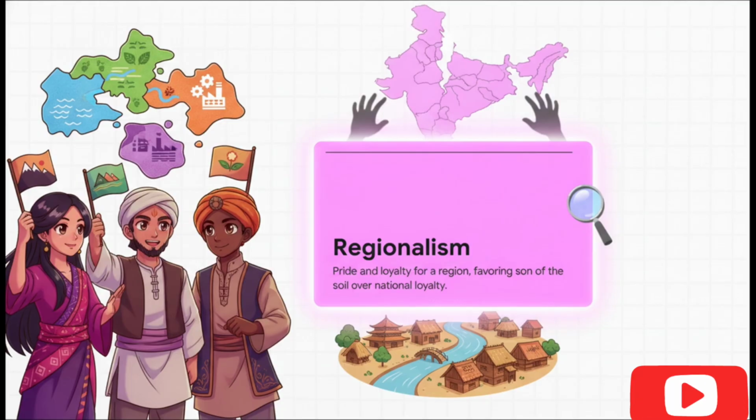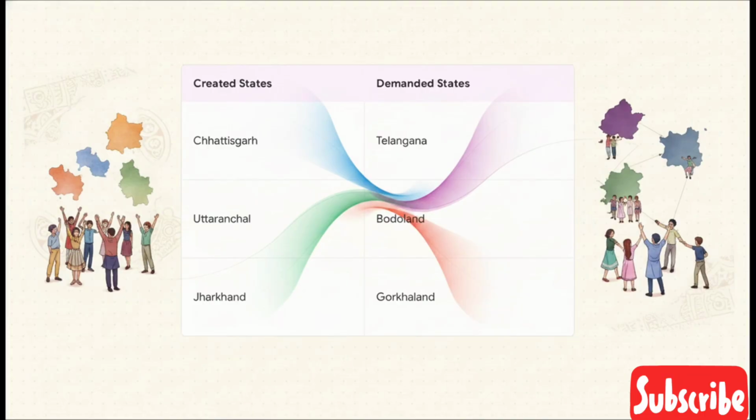Now, what's really interesting about this slide is how we can map out the modern political outcomes of this regionalism. On the one hand, you have the successful results of regional movements. Back in November 2000, Chhattisgarh, Uttaranchal, and Jharkhand were created as entirely new states based on strong regional loyalty. On the other hand, we see the ongoing territorial demands, noted in our sources, movements fighting for the creation of places like Telangana, Bodoland, and Gorkhaland. It's this constant, ongoing push and pull between regional autonomy and national cohesion.